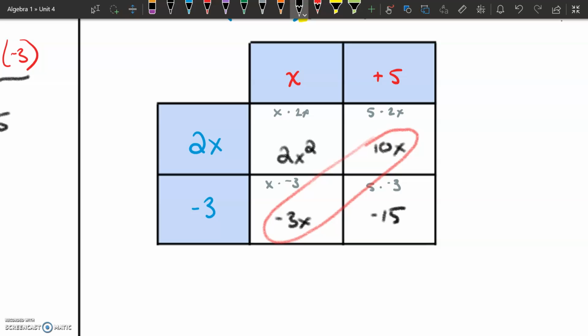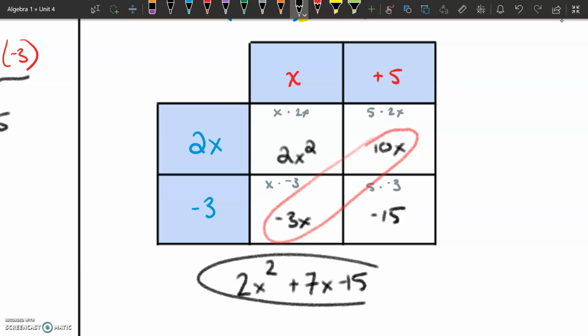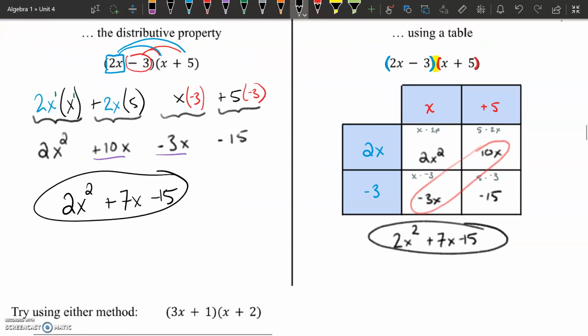Those are my like terms. Then in standard form, x squared is the largest exponent term. That gets written first. I combine my like terms. There's my plus 7x still. And I still have my minus 15. Two different methods of getting the same answer.